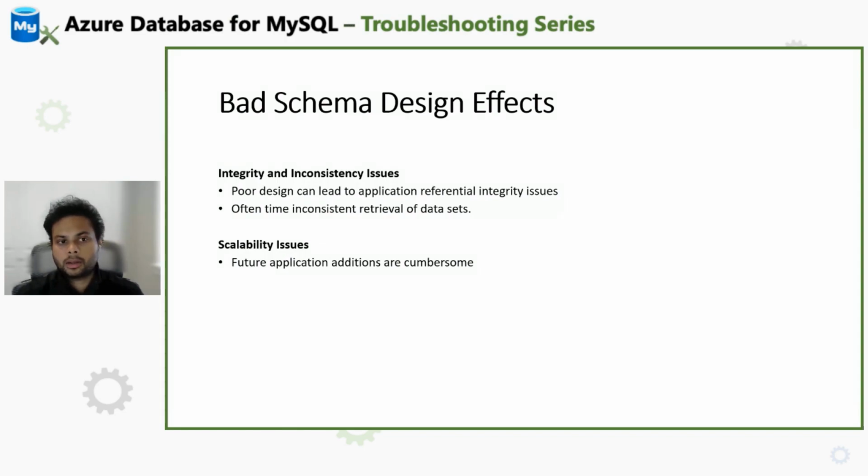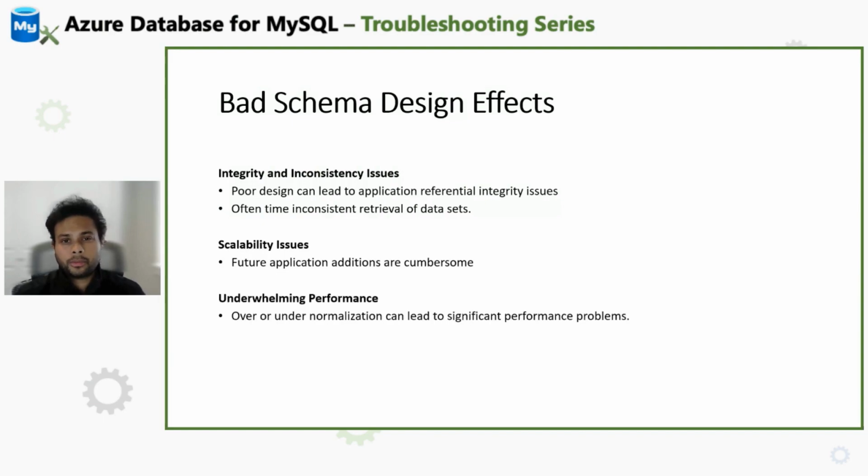A very simple thing such as adding another table that would refer to the current database table, or maybe adding an index on a table, can become quite cumbersome if you do not have the proper schema principles in place. And you can also observe underwhelming performance for your database tables. Any over or under normalization of your tables can lead to significant performance problems where your query retrieval is very bad, and that can impact your DML statements, or if you were to do any sort of updates using DDLs, that can also be hampered quite a lot.